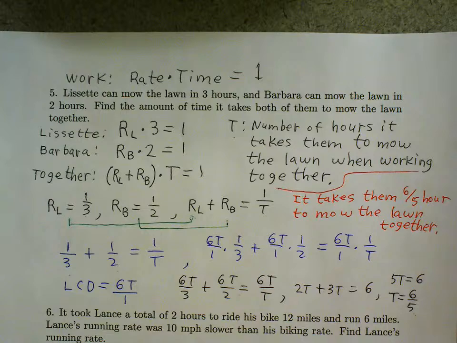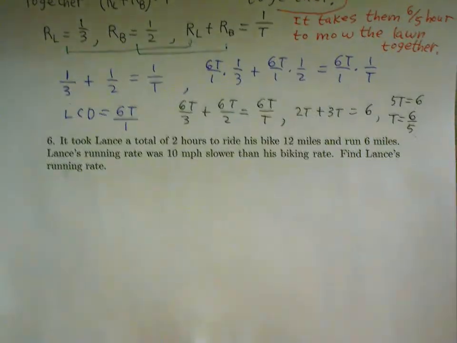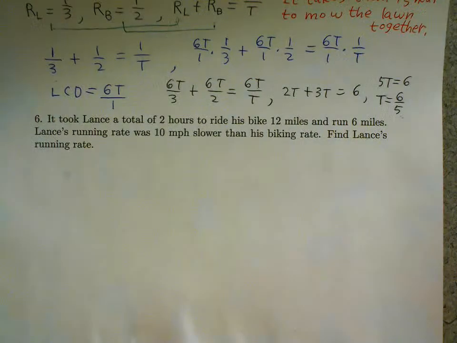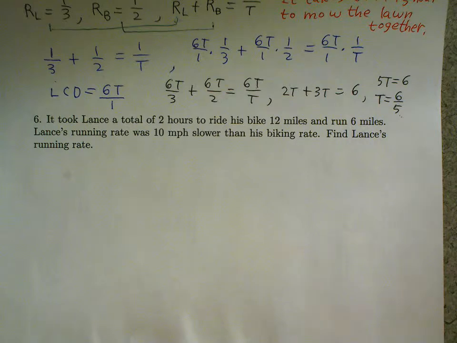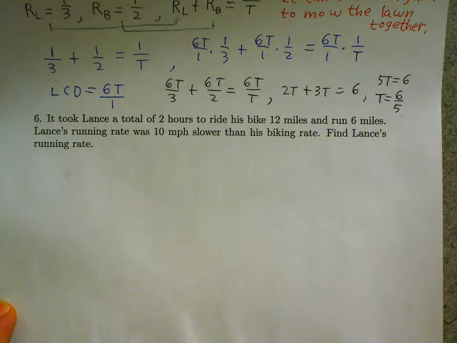Okay, let's look at the next problem. This one says it took Lance a total of 2 hours to ride his bike 12 miles and run 6 miles. Lance's running rate was 10 miles per hour slower than his biking rate. Find Lance's running rate.